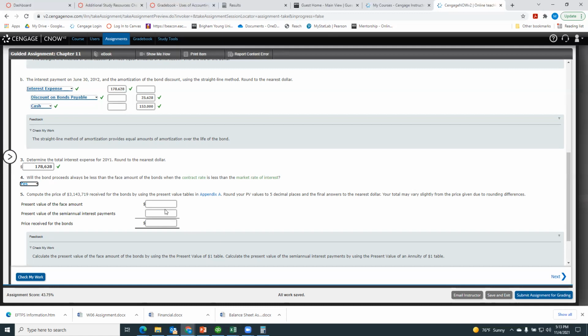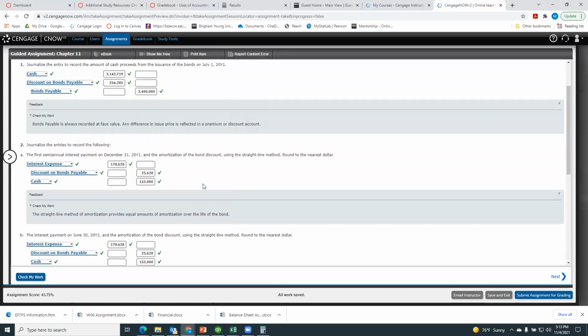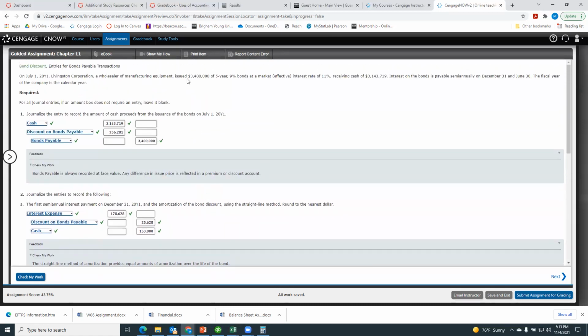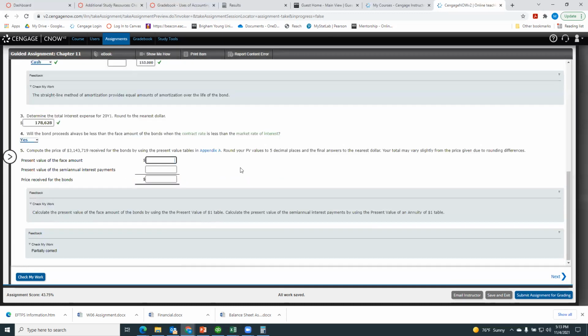So the first thing we need to find is the present value of the face amount. What that means is we know that at the end of this bond's 5-year life, it's going to be worth $3,400,000 to an investor, okay? Because that's the amount that the bond is going to pay back. So what we're going to do to figure out the present value, in other words, what is $3,400,000 5 years from now worth in today's dollars?